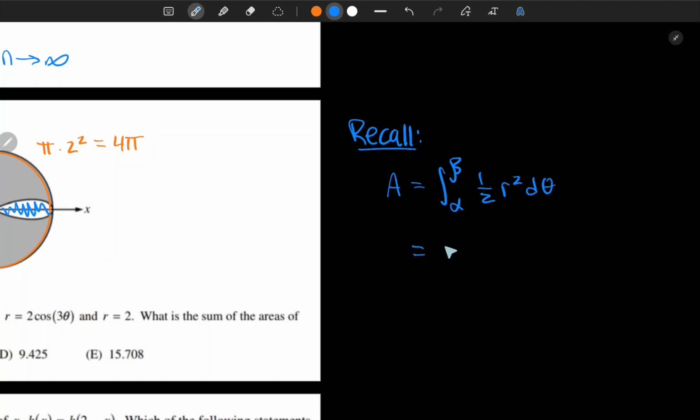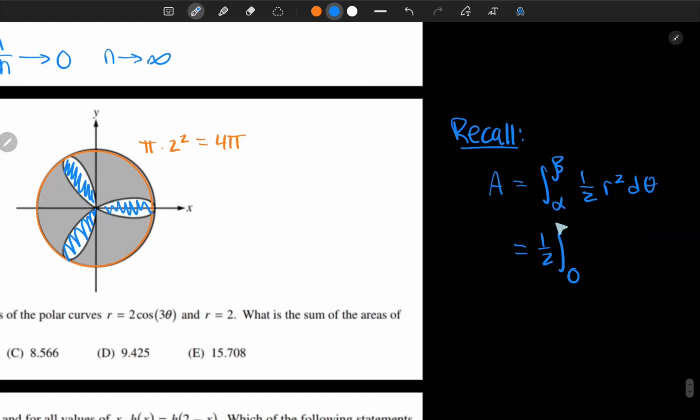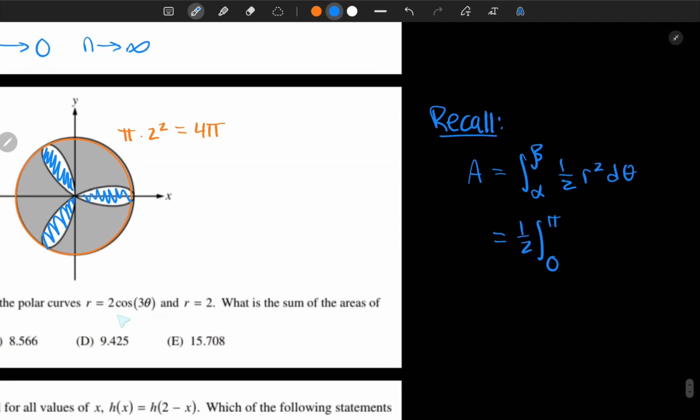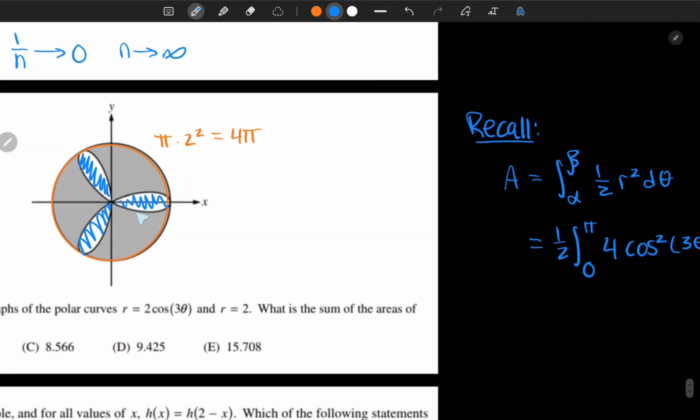Then this is equal to 1/2 times the integral from 0, because we're starting at 0, and we go to pi, and we multiply by r squared. So r here is 2 cosine 3 theta. So this is 4 cosine squared of 3 theta, d theta. And the reason that we use pi is that we trace out 3 of these loops.